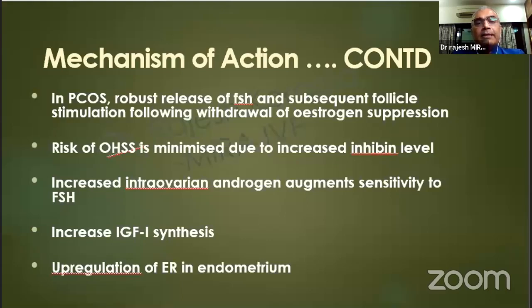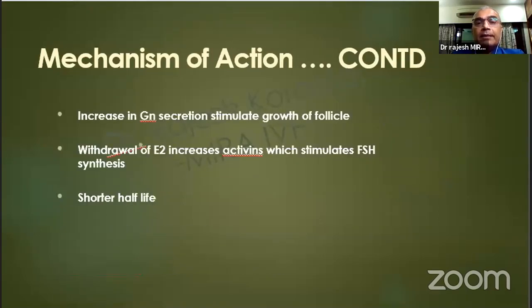Not only this, it is important to note why the aromatase enzyme inhibitor scores over clomiphene. Not only at the endometrium level, but it increases the IGF-1 synthesis, and it upregulates the estrogen receptor in the endometrium. It upregulates the integrin and HOXA receptor, which are responsible for implantation. So letrozole has a direct effect on the endometrium and increases the receptivity.